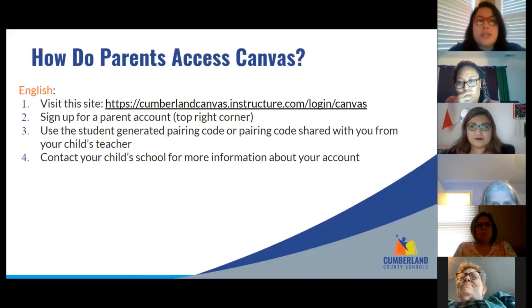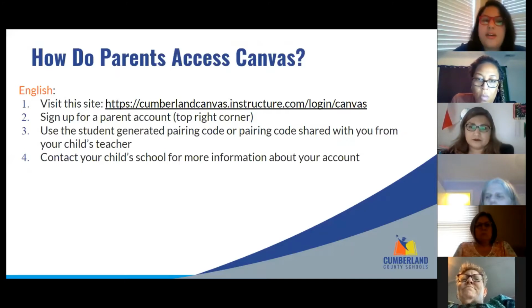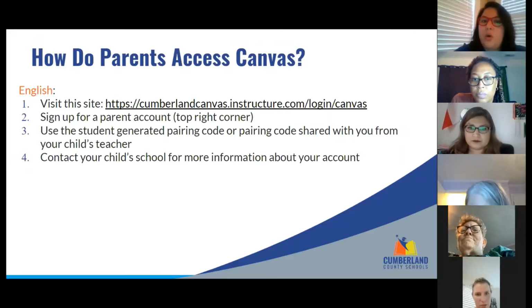So now we're going to talk about how parents can access Canvas. To access Canvas, parents must visit the cumberlandcanvas.instructure.com site as listed here on the screen. From that link or that web address, you can sign up for a parent account in the top right corner. And then you may use the student-generated pairing code or a pairing code shared with you from your child's teacher. You may contact your child's school for more information about your account.